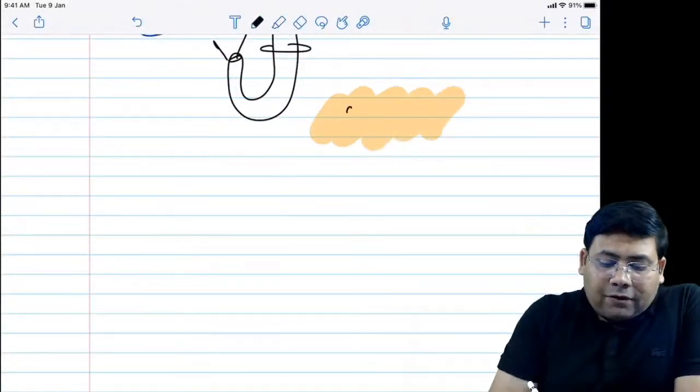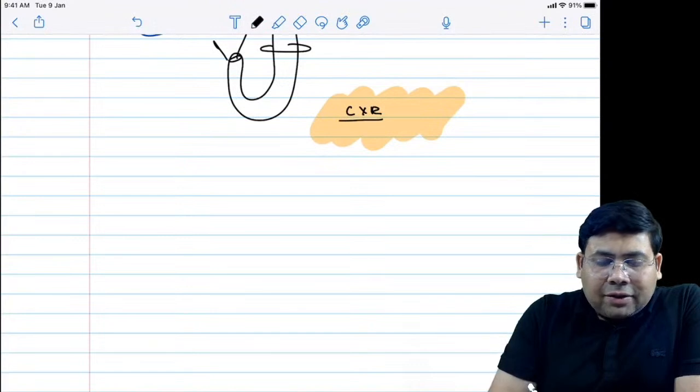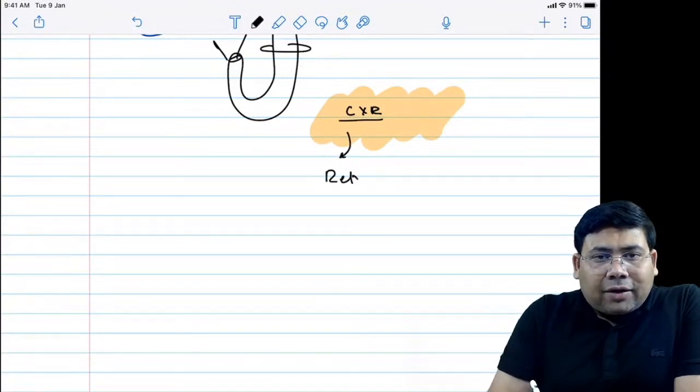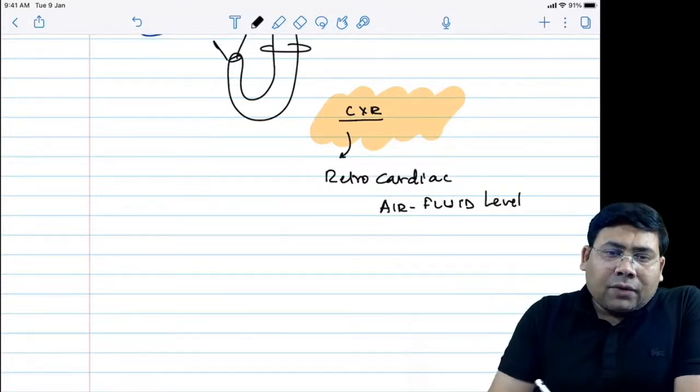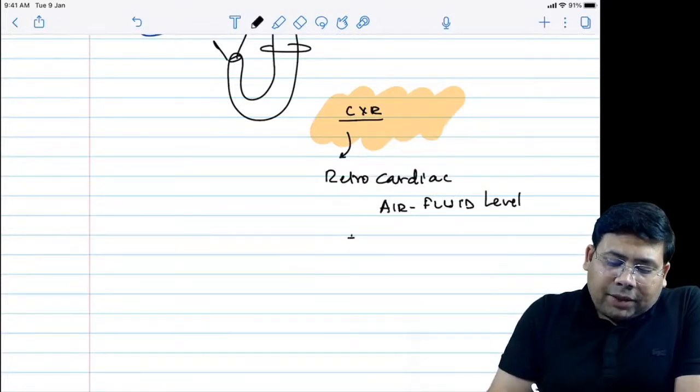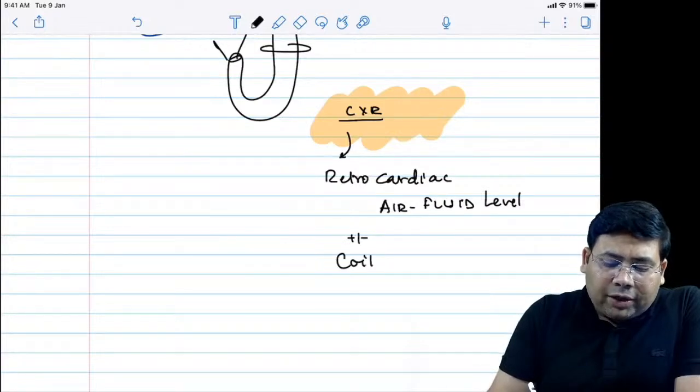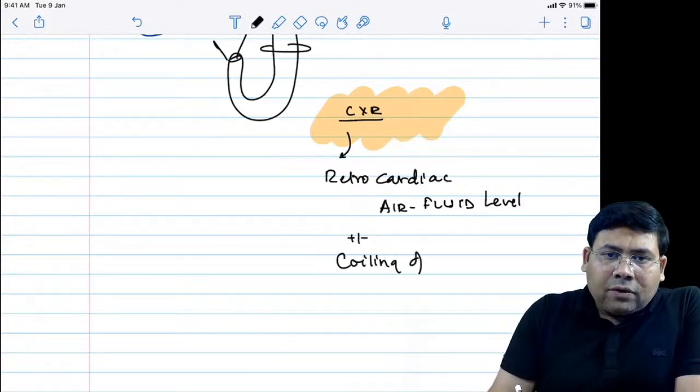On chest x-ray, this is very, very important. On chest x-ray, you get to see retrocardiac. Are you getting these things or no? So retrocardiac air fluid level, and along with that, plus minus coiling of Ryle's tube in the mediastinum.